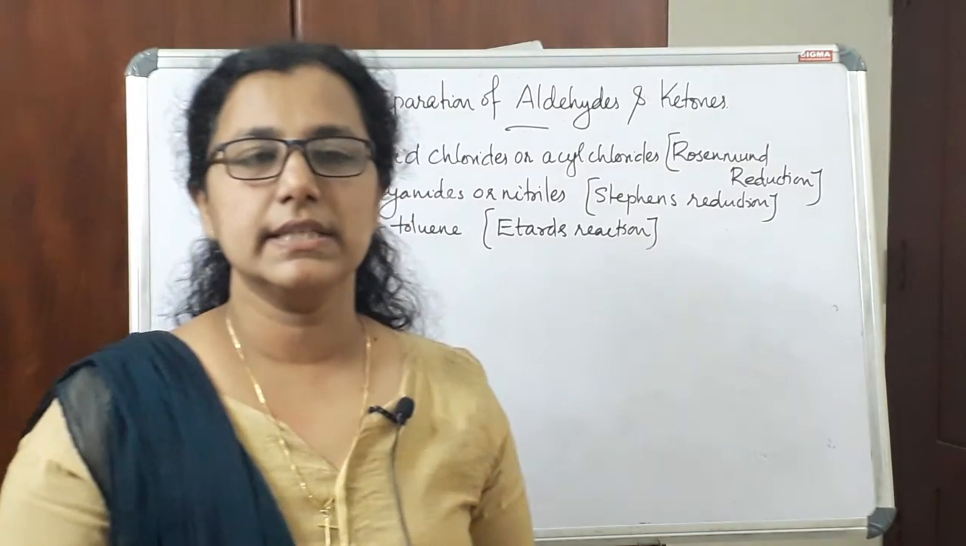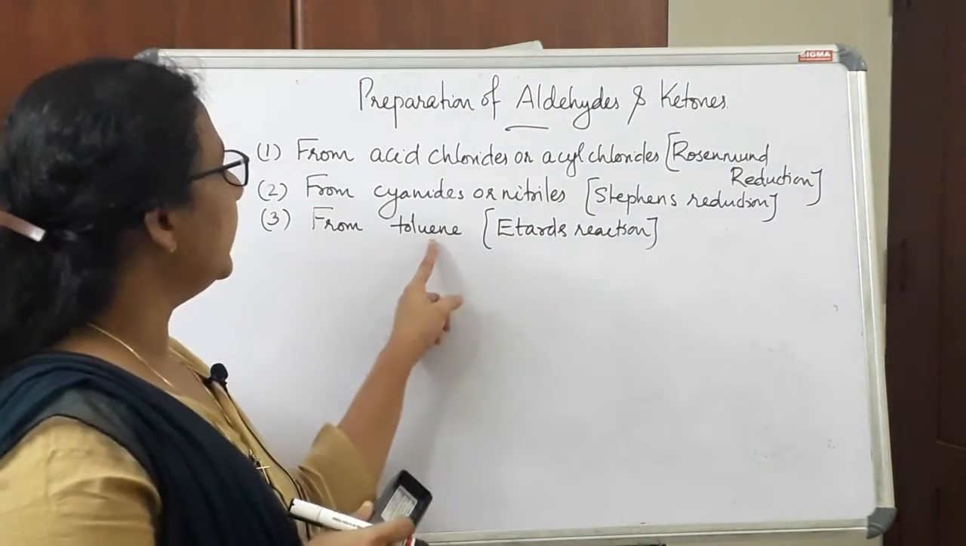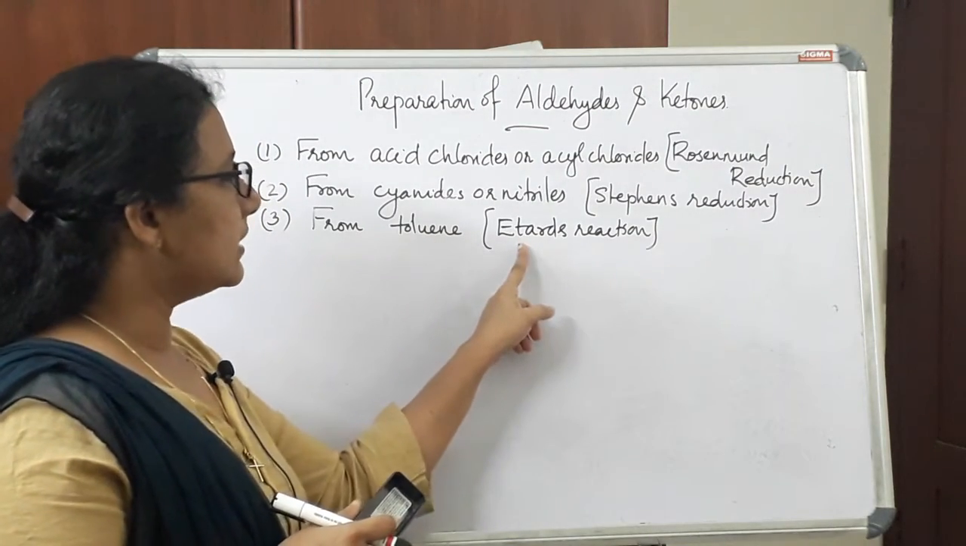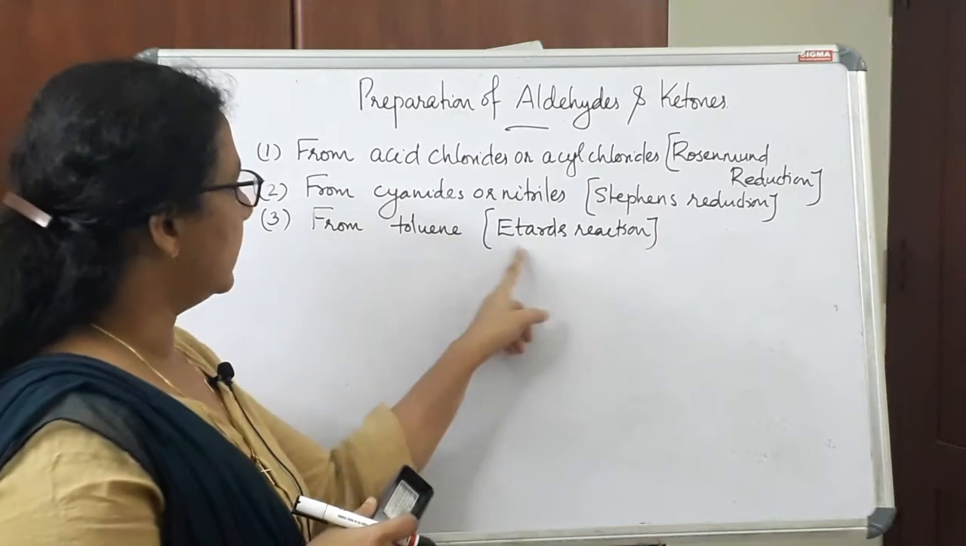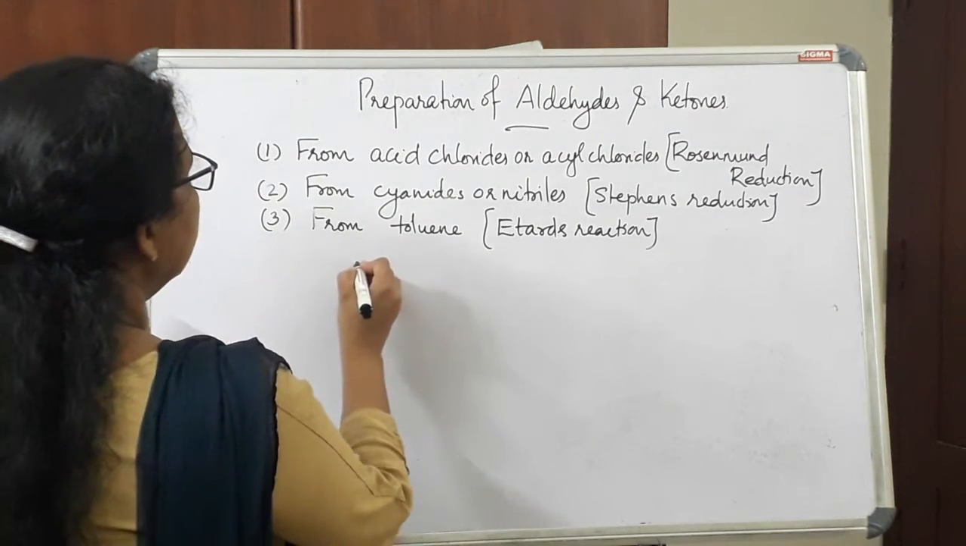Hello students, let's see the third method for the preparation of aldehydes, that is from toluene. This is also a named reaction. This is called Etard's reaction. So from toluene also we can prepare aldehyde. So let's write the equation.